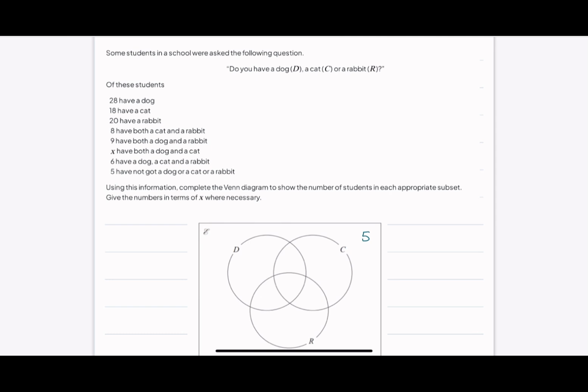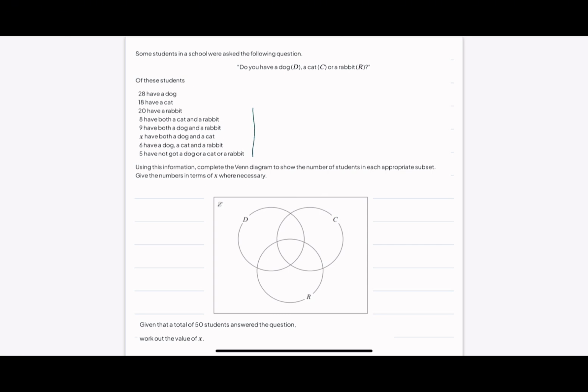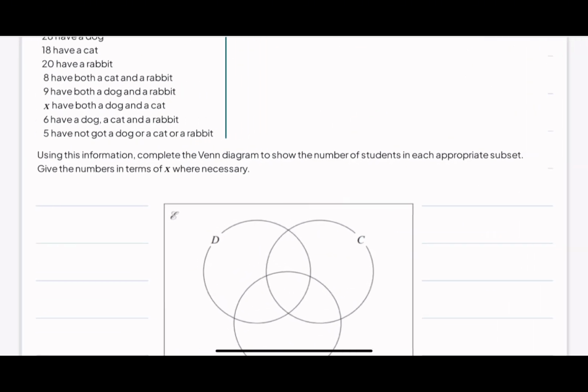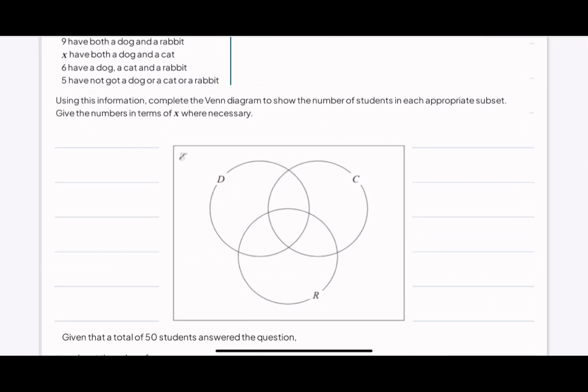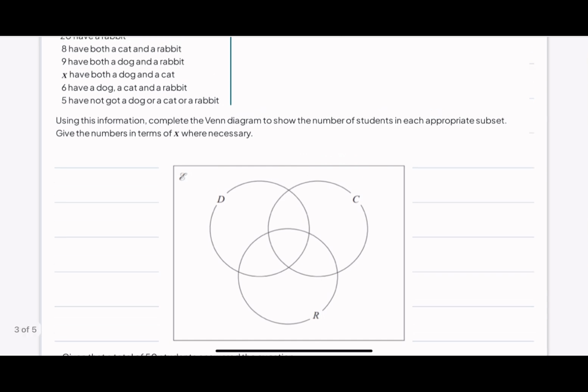Some students in a school were asked the following questions. They have a dog, cat, or rabbit. In order to solve and fill this, rather than reading the data from top to bottom, we read the data from bottom to top. These are the three sets, as you can see: dog, cat, and rabbit, representing D, C, and R respectively.